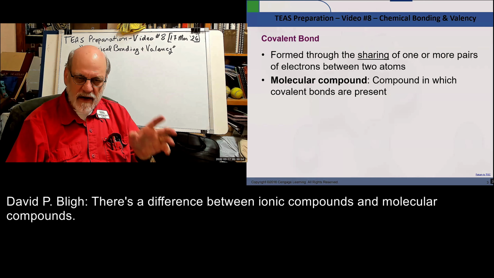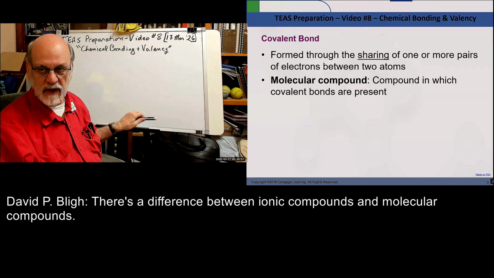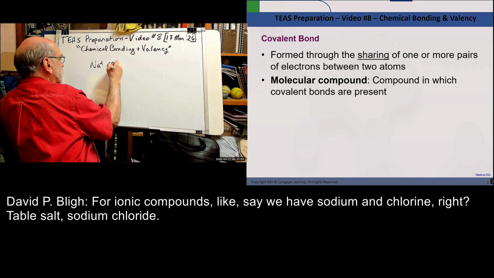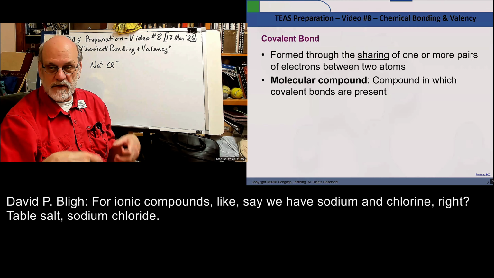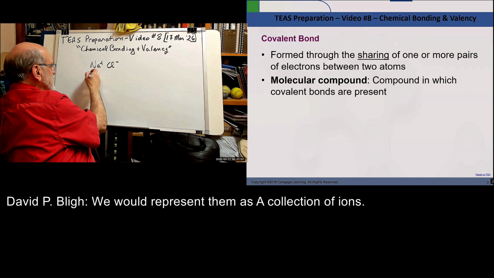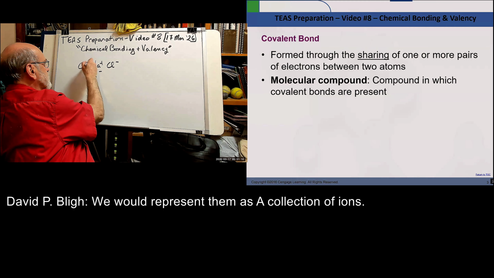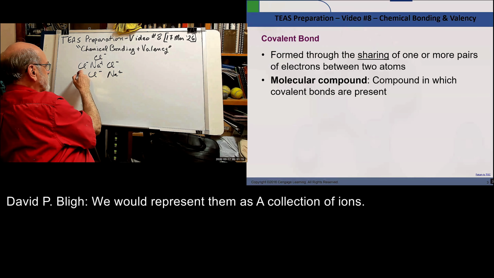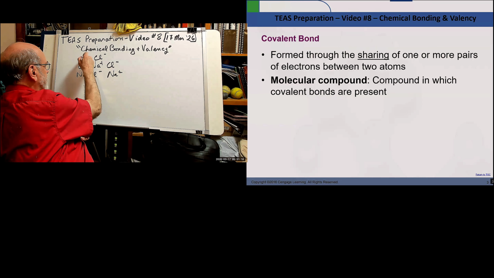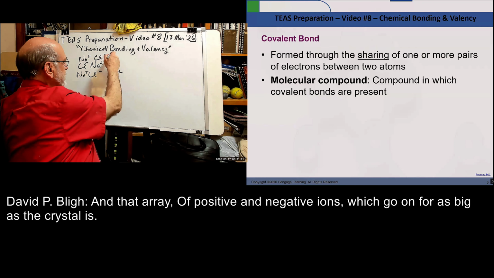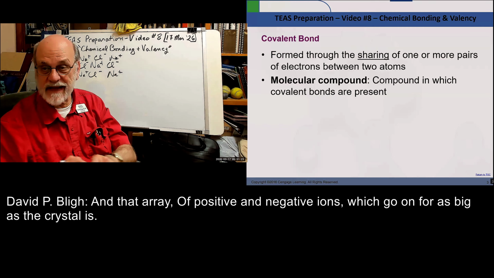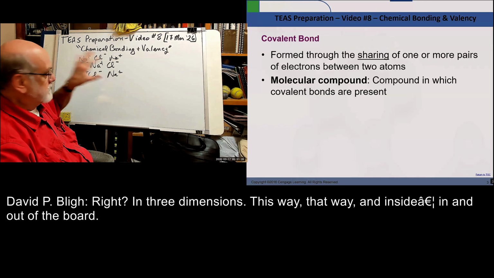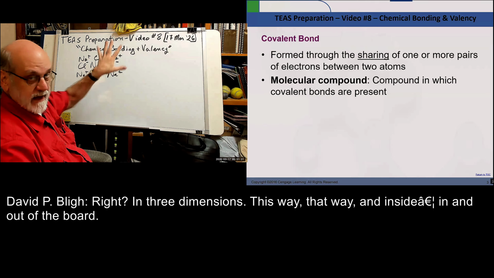There's a difference between ionic compounds and molecular compounds. For ionic compounds, like say we have sodium and chlorine, right? Table salt, sodium chloride. We would represent them as a collection of ions. And that array of positive and negative ions, which go on for as big as the crystal is, right? In 3 dimensions, this way, that way, and inside, in and out of the board.